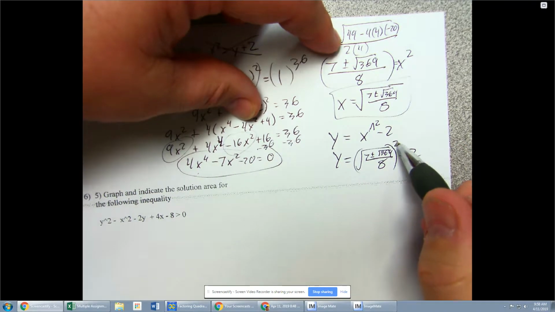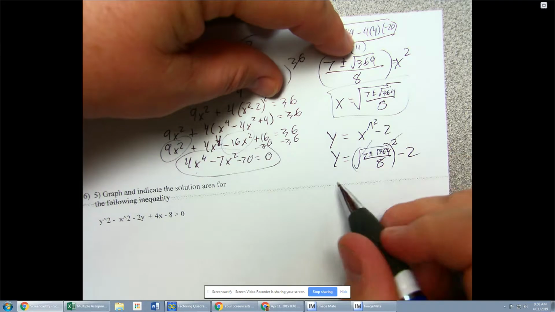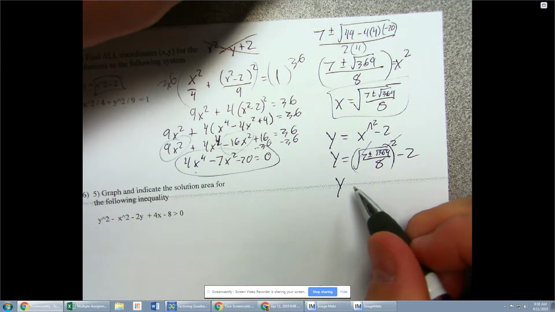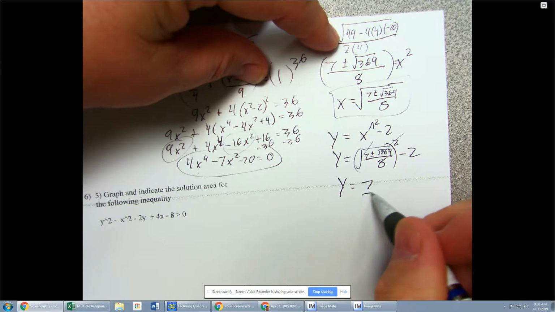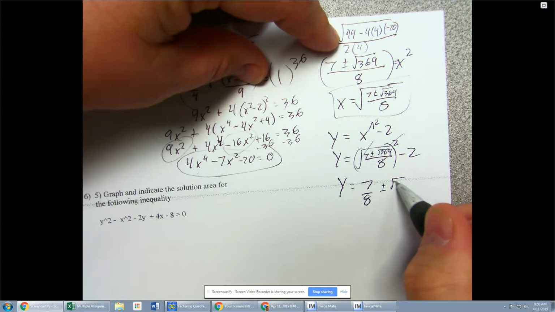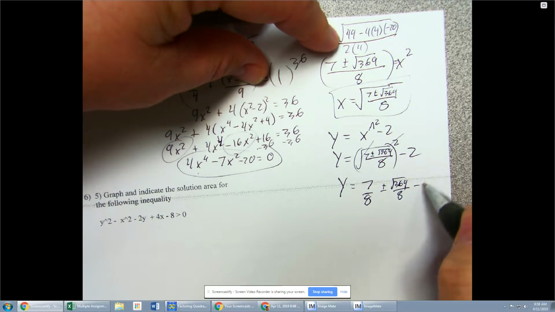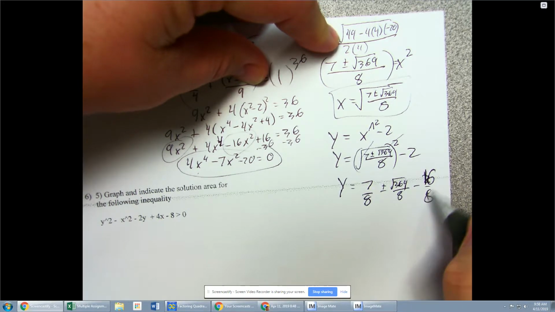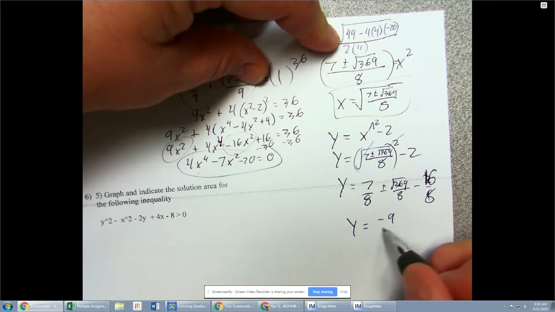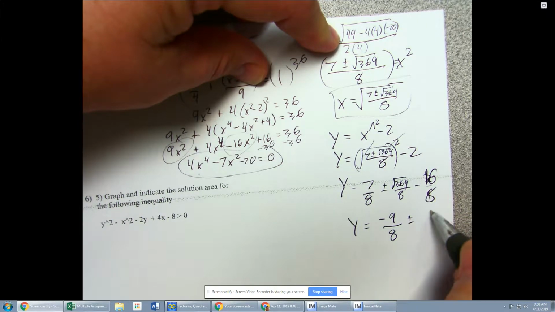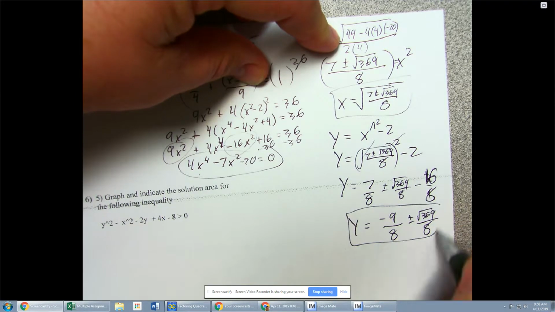Now here's the nice thing. What happens to the square and the square? They cancel out, and so you get y equals 7 over 8 plus or minus square root 369 over 8 minus 2 over 1. Now I can make that over 8, and I can come up with y equals negative 9 over 8 plus or minus square root 369 over 8. And there's my y values.